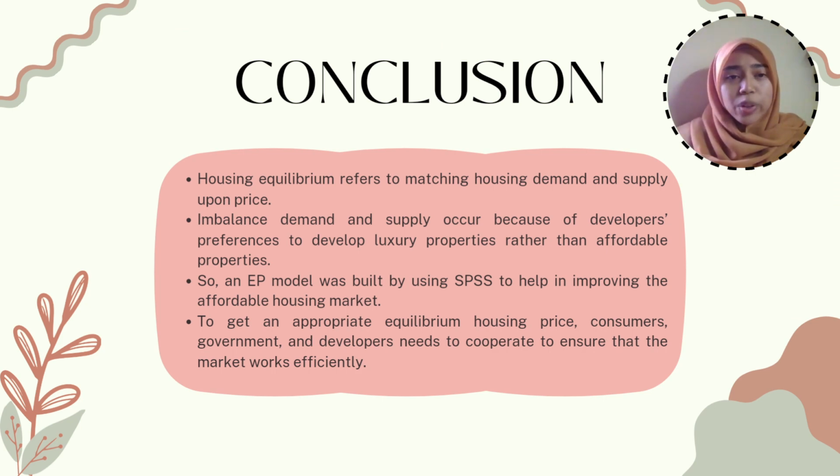So, the conclusion that we get from this research study from the article is, first, housing equilibrium refers to matching house demand and supply upon price. Because of the imbalanced demand and supply, due to the developer preference to develop more luxury properties rather than affordable properties, an EP model was built by using SPSS to help improve the affordable housing market during this year. To get an appropriate equilibrium housing price, consumers, government, and also developers need to cooperate to ensure that the market works efficiently.